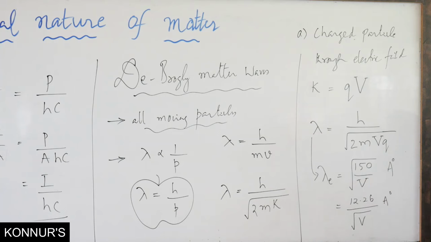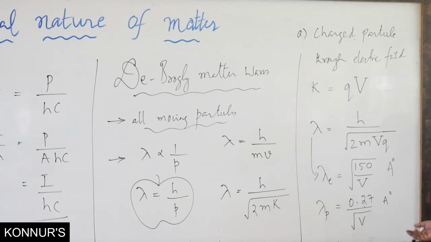Lambda for electron, we have made as root 150 by V. Supposing it is a proton, for proton also I am giving you this number. Instead of this number I am writing the proton number, it is 0.286, up to third decimal I am writing, or even if it is 2 decimals also it's okay. 0.27 you can take, okay? 0.27, 2 decimals I am writing. 0.27 by under root V, this is also in angstroms.